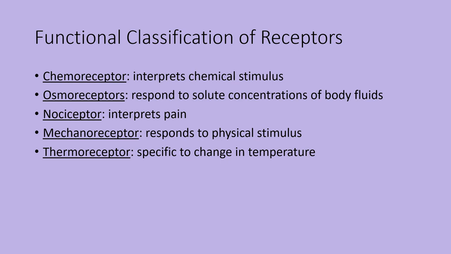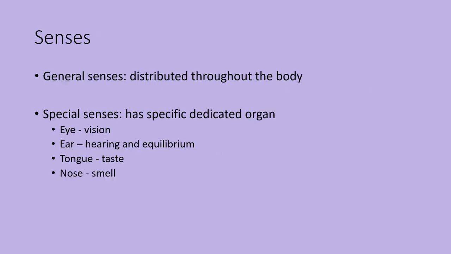If you look at the functional classification of the receptors, you're looking at things like chemoreceptors that interpret a chemical stimulus, osmoreceptors that respond to changing concentrations of solutes. That's what's dissolved in the liquid portion of the body fluids. So it might be detecting changes in sodium concentration. Nociceptors interpret pain, mechanoreceptors respond to a physical stimulus like stretching, and then thermoreceptors respond to a change in temperature.